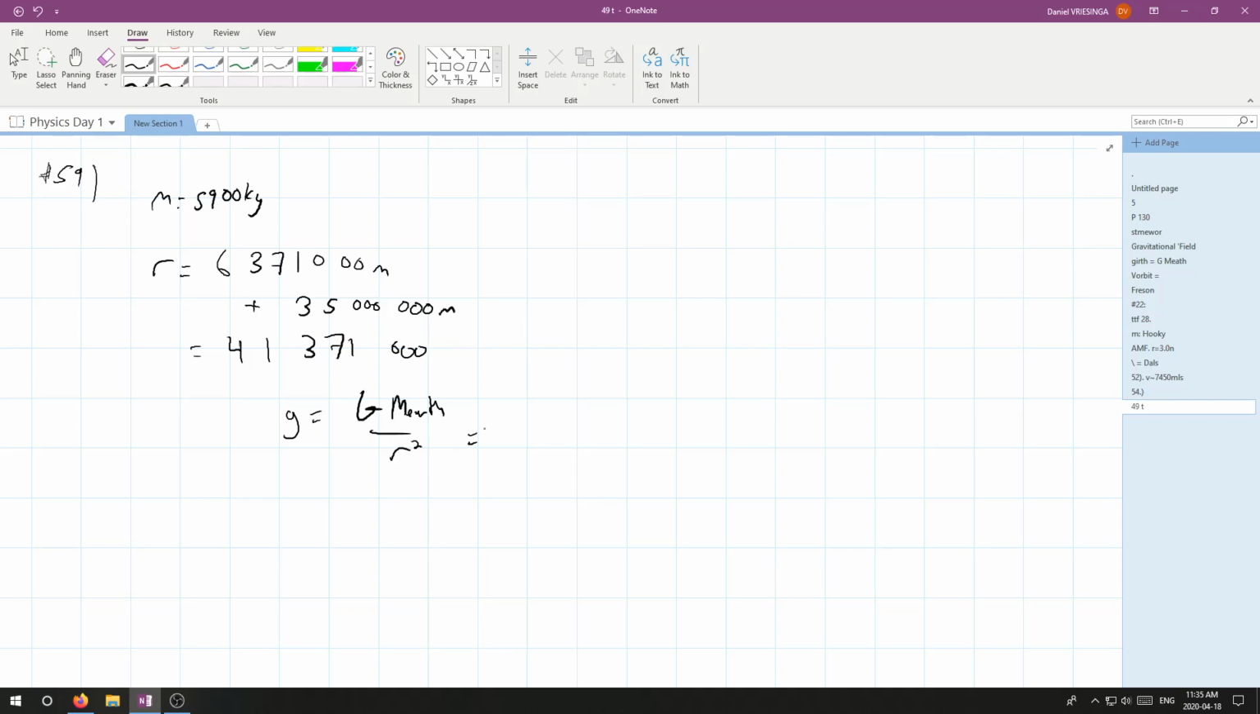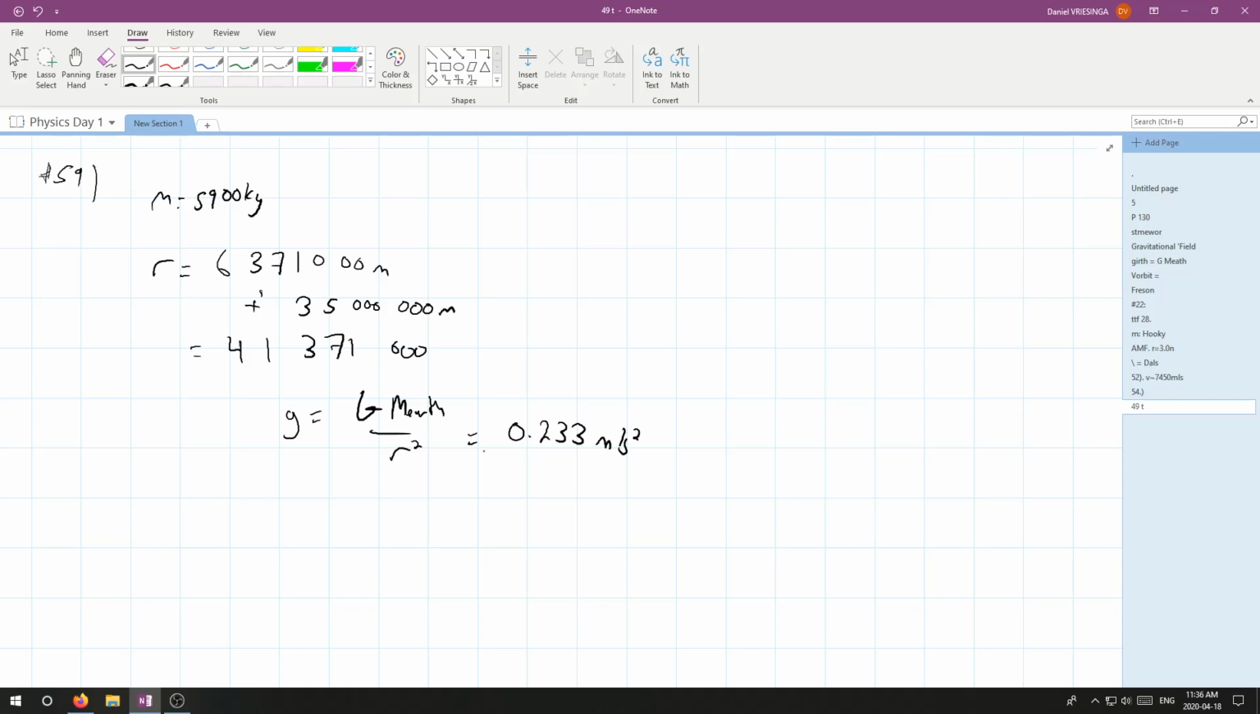So when I plug all these numbers into my calculator, I'm going to get the mass of the Earth is 5.98 times 10 to the 24 kilograms. You can look that up. If you need that on the quiz, just look it up like you're at home. So you can look up whatever you need, I guess. And then 41,371,000 squared. So here is the Earth's gravity pulling on that spaceship.